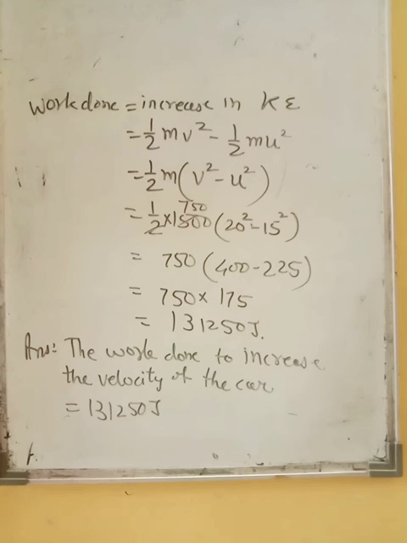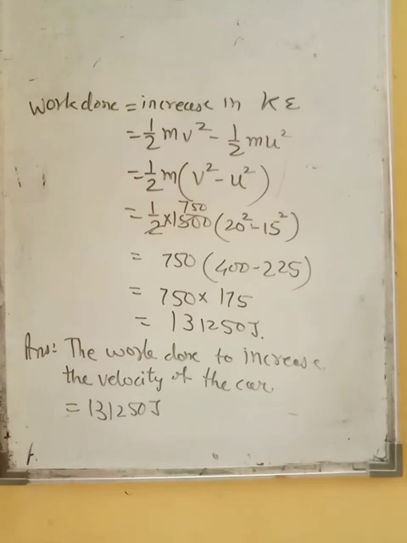Very easy. Last sum says Ravi applied a force of 10 Newton. So force is given and moved a book to 30 centimeter. 30 centimeter है, कुछ नहीं मीटर में कर देंगे convert. In the direction of the force. How much was the work done by Ravi is the question.